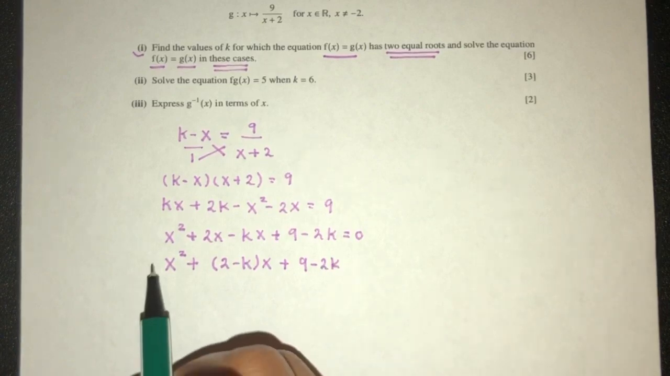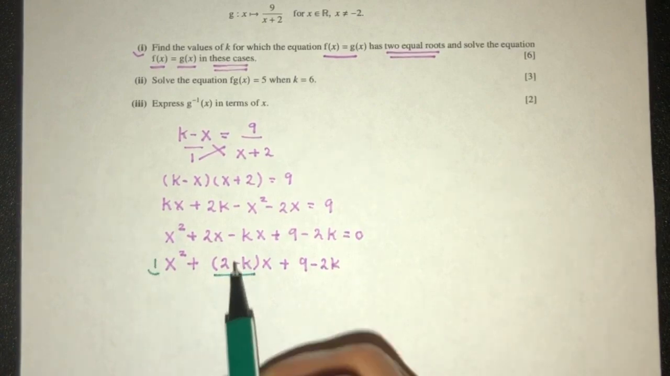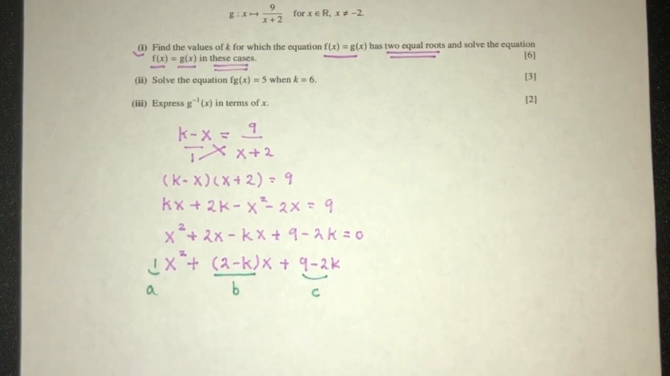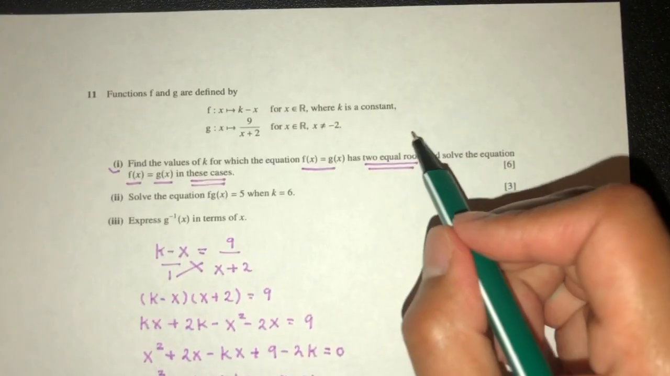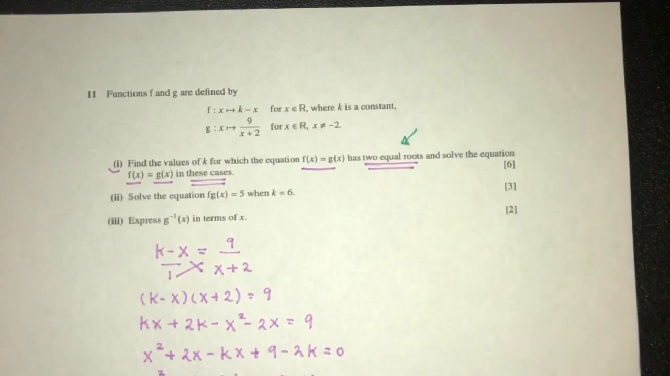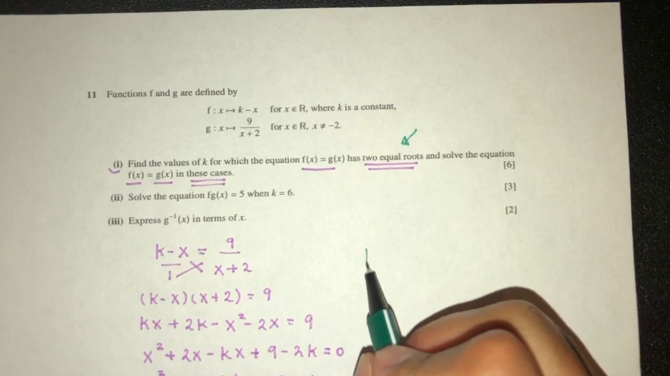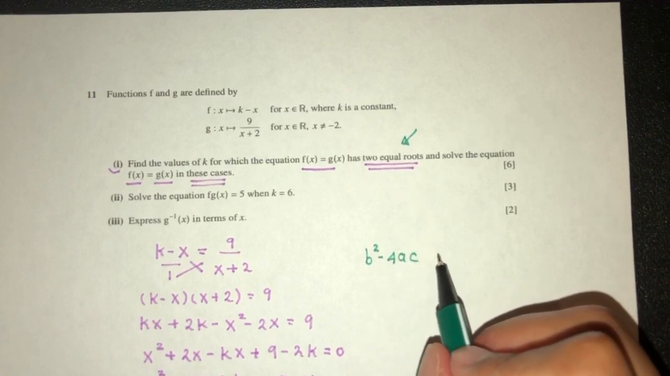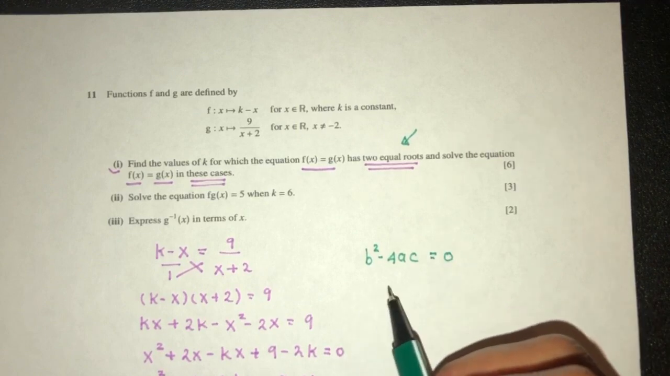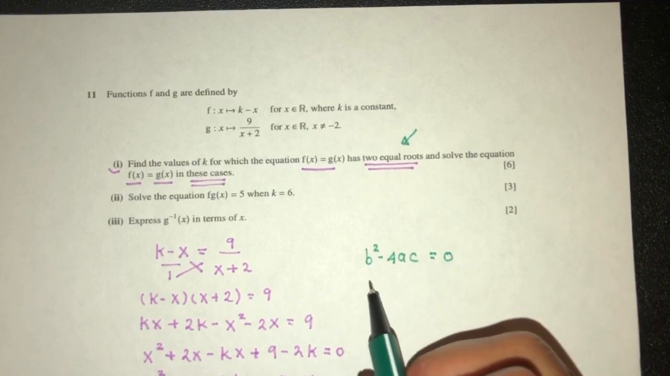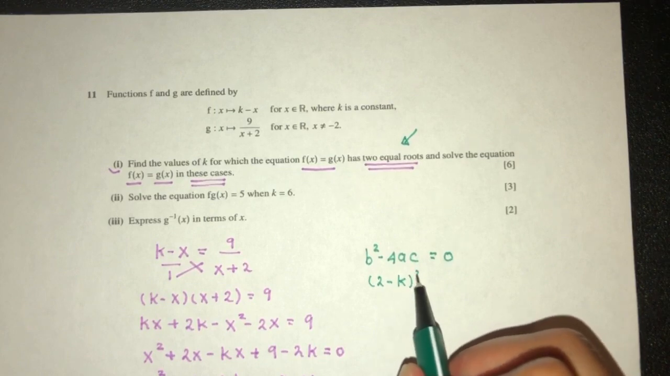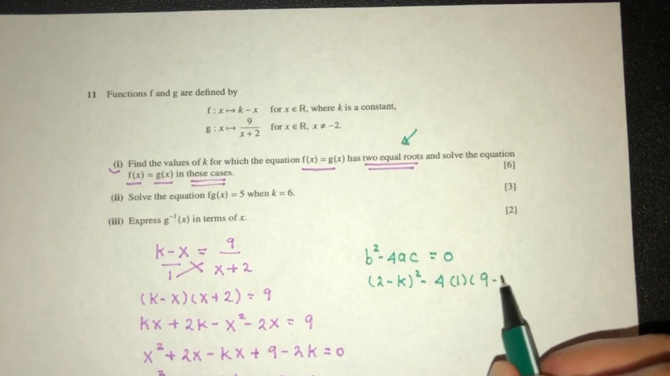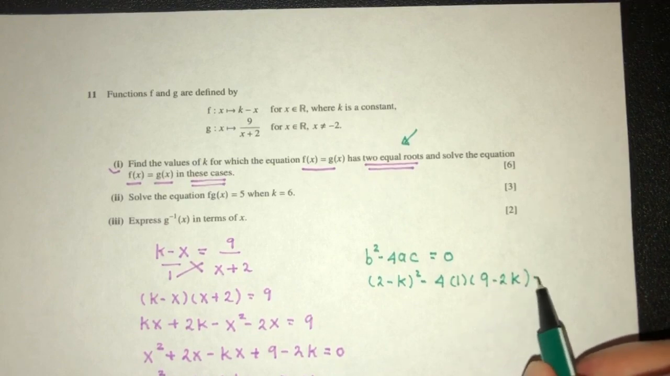So obviously this is the value of 1. This is the value of a, b, and c. Now given that they have two equal roots, it means that it will meet on only one point. So b squared minus 4ac has to be 0. So b squared is what? B squared is 2 minus k squared, minus 4 times 1 times 9 minus 2k.